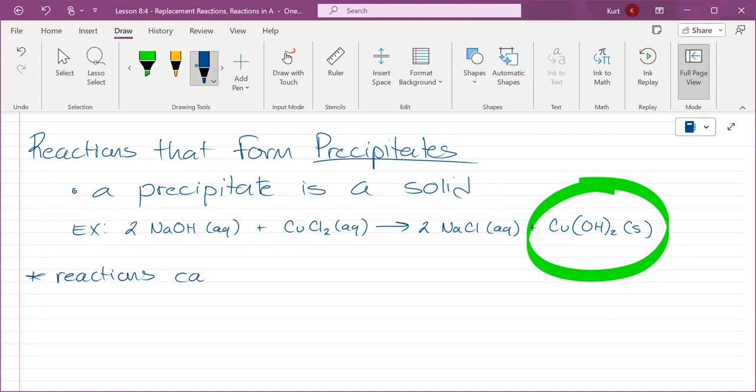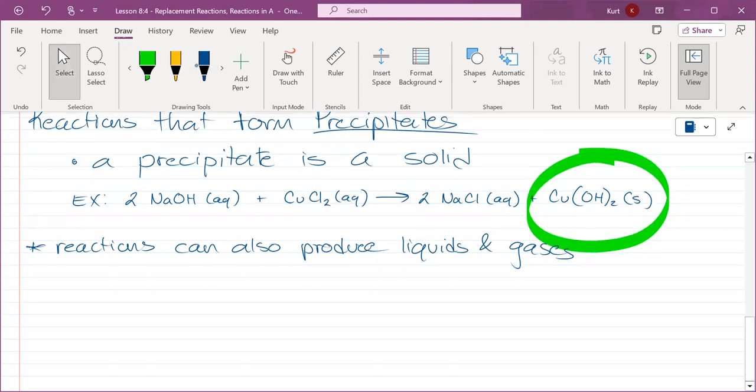Reactions can also produce liquids and gases, guys. So just like they can produce solids, they can produce liquids, they can produce gases, but those liquids and gases don't have a special name. If you have a reaction that produces a solid, that is called a precipitate. But the other two, liquid and gas, they don't have another alias or another special name. All right.